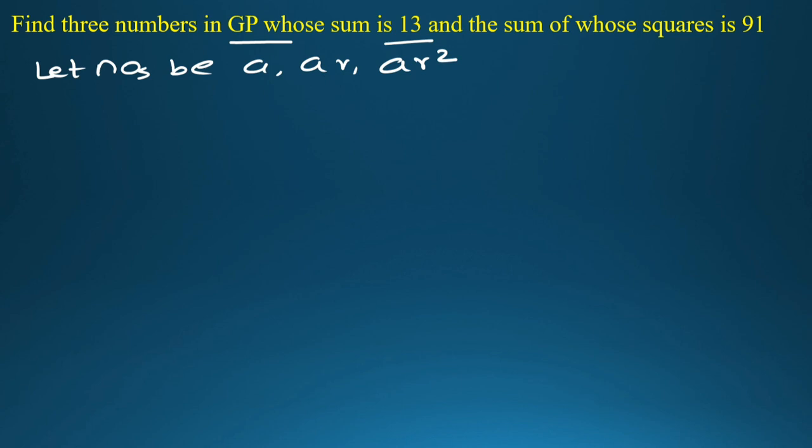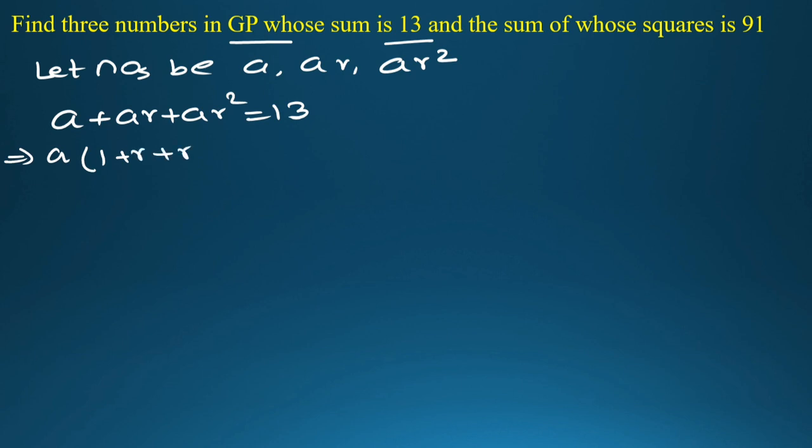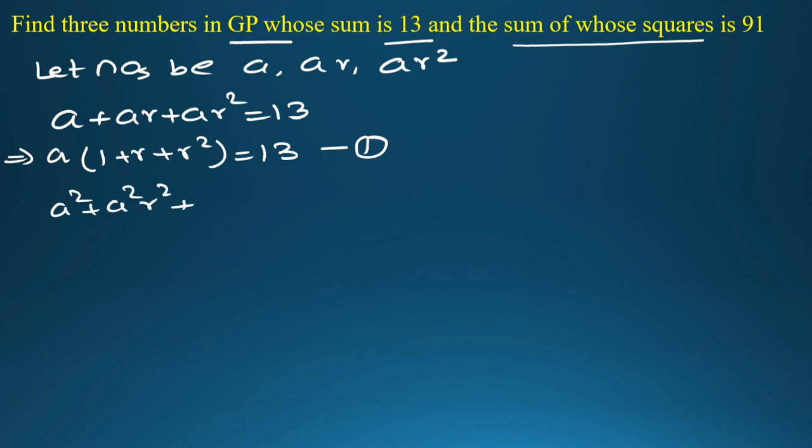Again I am telling you that I have taken these questions from NCERT, Exemplar or R.D. Sharma. Now, what they say is that the sum of the numbers is 13. So a plus ar plus ar square is equal to 13. What can we get from here? We can take a common, so it will be a times 1 plus r plus r square is equal to 13. We will see how to use it later on. The next condition is that the sum of whose squares is 91. So a square plus a square r square plus a square r to the power 4 is equal to 91.